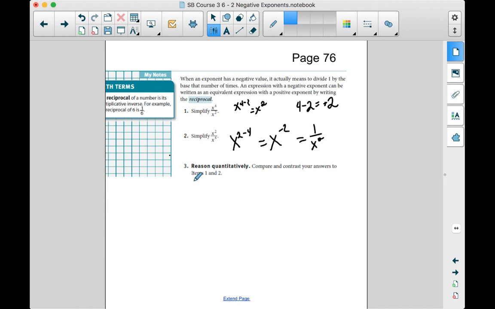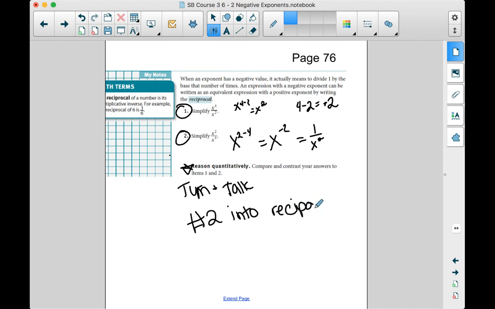So right now, I want you to compare your answers. I just want you to turn and talk about why we wrote number 1 and number 2 the way we did. So why did we turn number 2 into the reciprocal? And what happened with the power? What happened with the exponent? Okay, why didn't we do that with number 1? So turn and talk to your partner about those two things.